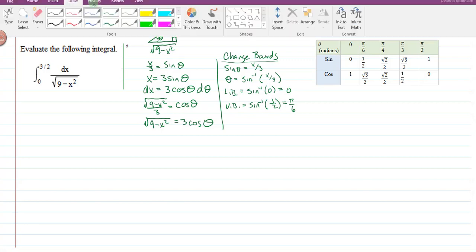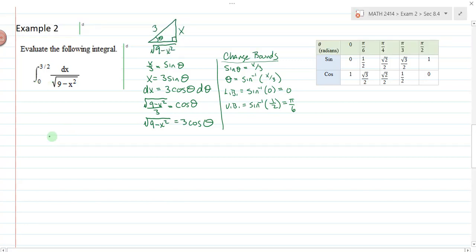So when I rewrite this problem now, I'm going to have the integral that goes from 0 to pi over 6 of, in place of dx, I'm going to plug in 3 cosine theta d theta. And in place of the radical, I'm going to plug in 3 cosine theta. And then we simplify this. The 3's are going to cancel out. The cosines are going to cancel out. And I'm left with the integral from 0 to pi over 6 of d theta.